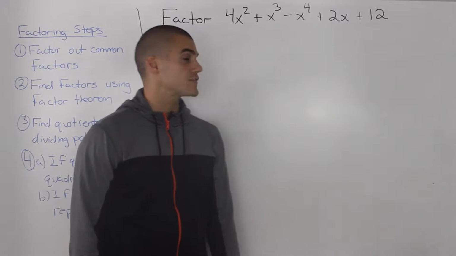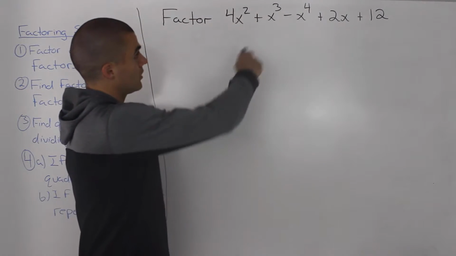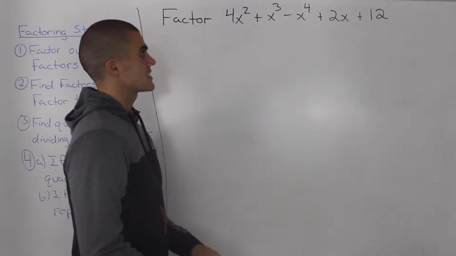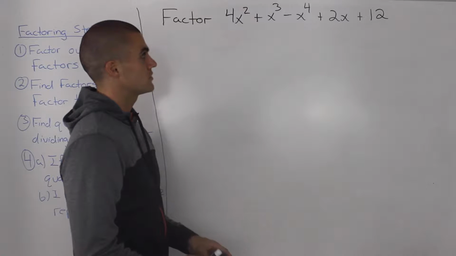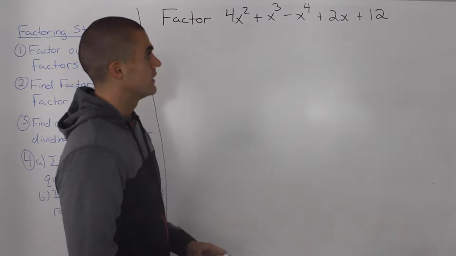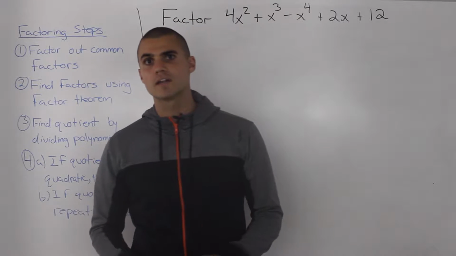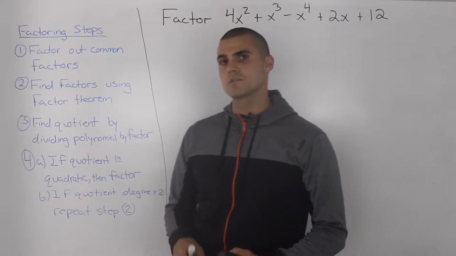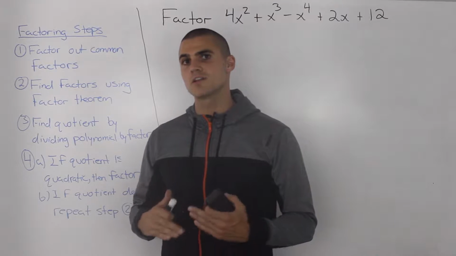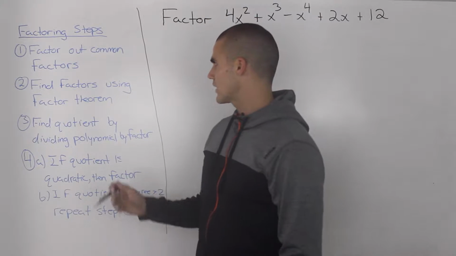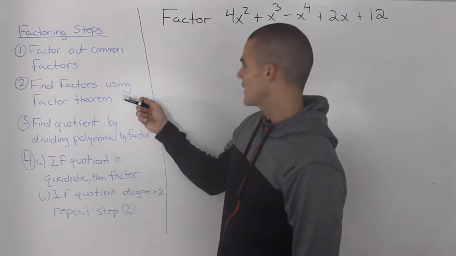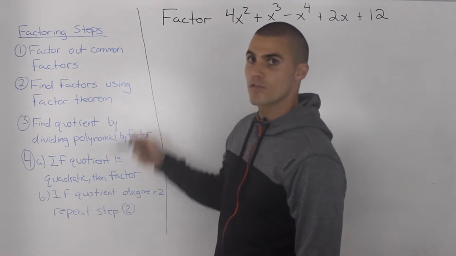Moving on to our next factoring example, we have to factor this polynomial here, 4x squared plus x cubed minus x to the power 4 plus 2x plus 12. Now in this particular example, I'm going to introduce a bit of a shortcut that you can sometimes use to make the factoring process a little bit quicker. And the shortcut is going to be a combination in steps 2 and 3.